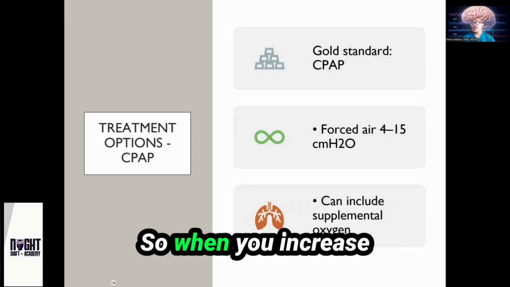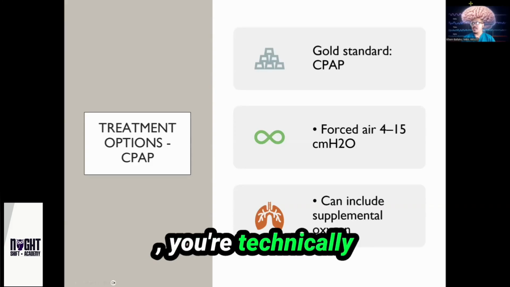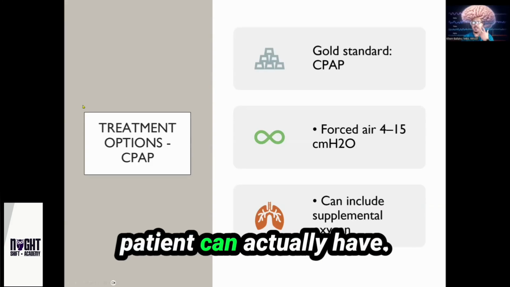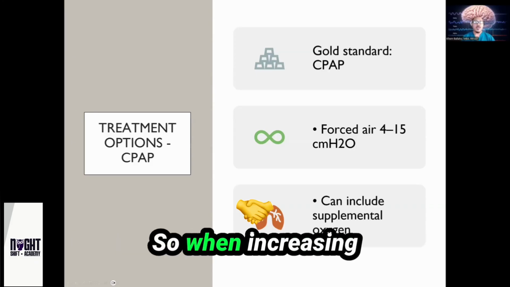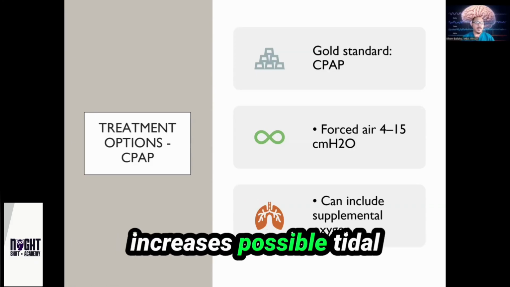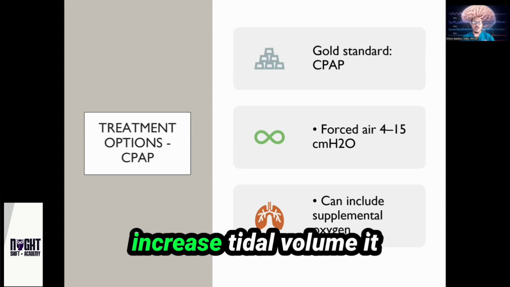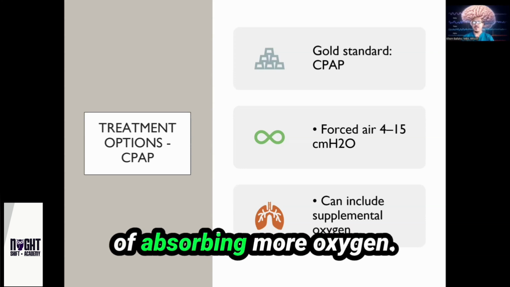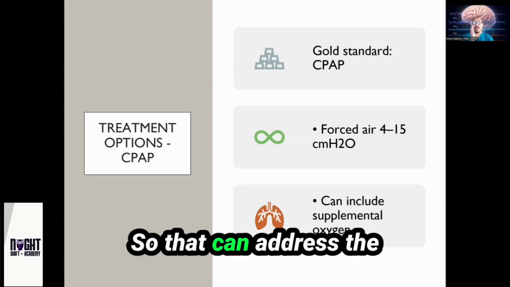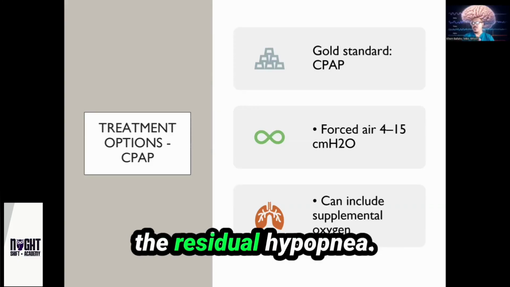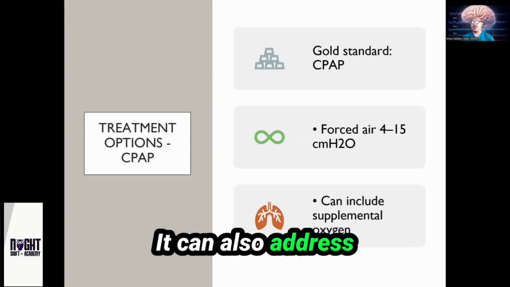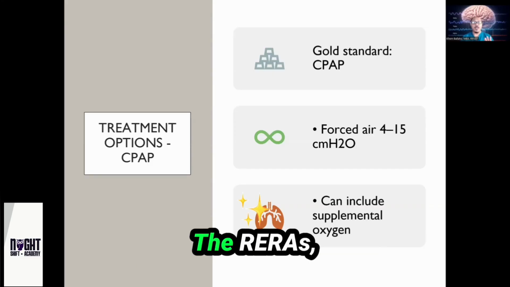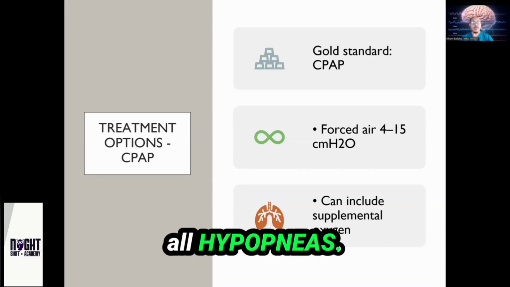Understood? So when you increase pressure support, you're technically increasing the volume of air, the tidal volume that the patient can actually have. So when increasing pressure support, it increases possible tidal volume. When you increase tidal volume, it increases the possibility of absorbing more oxygen. So that can address the residual hypopneas. It can also address desaturation, hypopneas, snoring, and all the RERAs, which are now all hypopneas.